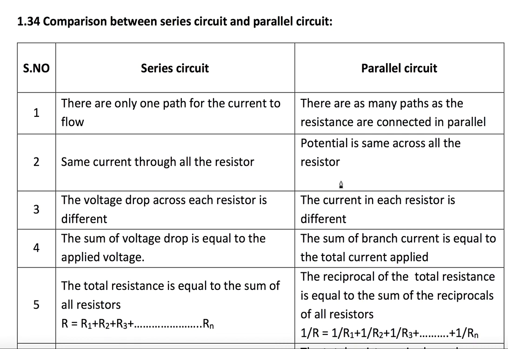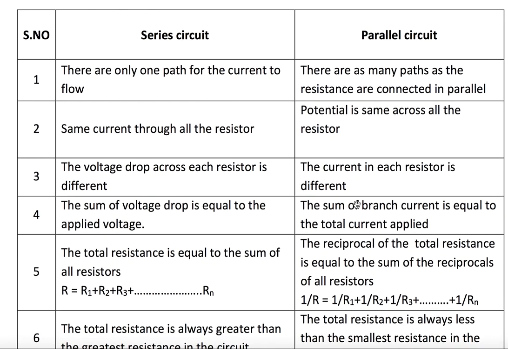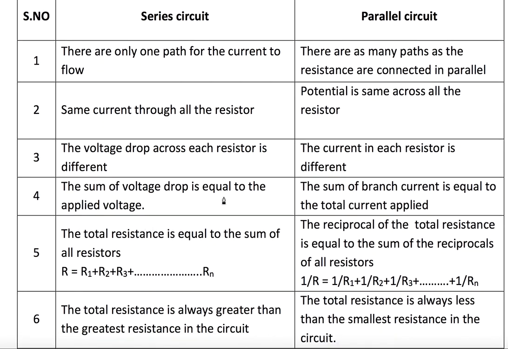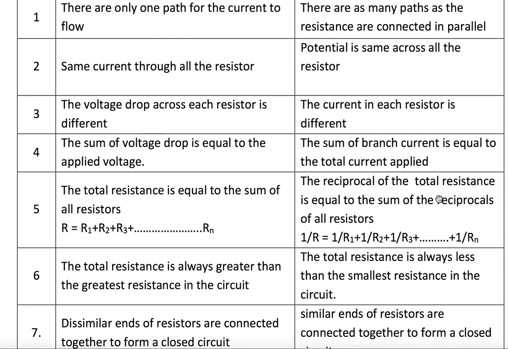Potential is the same across all the resistors in the parallel circuit. The voltage drop across each resistor is different in the series circuit. The current in each resistor is different in the parallel circuit. The sum of the voltage drops is equal to the applied voltage in a series circuit. The sum of the branch currents is equal to the total current supplied in a parallel circuit.